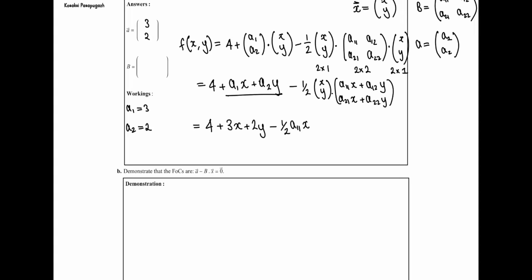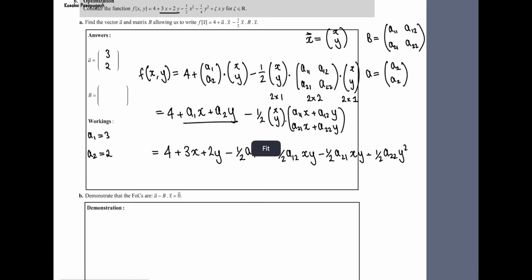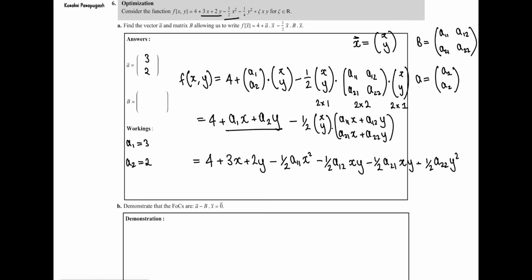a11x squared minus a half a12xy minus a half a21xy plus minus a half a22y squared. So x squared has a coefficient of a half, so a11 must be equal to 1. And if we quickly look at y squared, y squared has a coefficient of minus a quarter, so a22 must be a half.